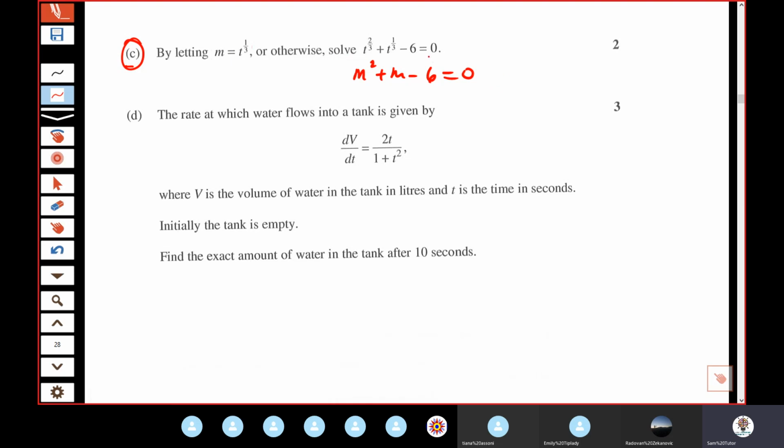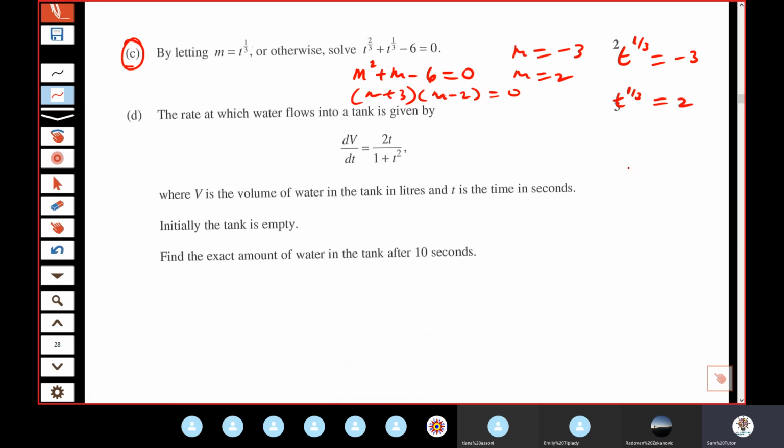So yeah, first look, most of you looked at that and went, whoa, what do we do with the power of a third? Again, wrong strategy. 1, 2, 3 terms, probably quadratic. Got it out, Emily? What did you get? M, and then this becomes m plus 3, m. So then m equals -3 and 2. And then of course you know that's t, because you're solving for t. So t to the power of a third equals -3. t to the power of a third equals 2.